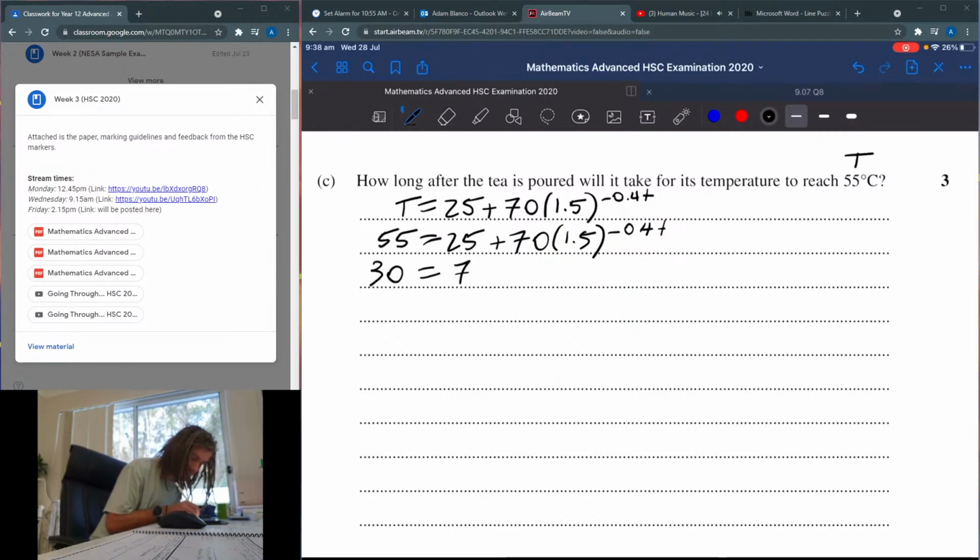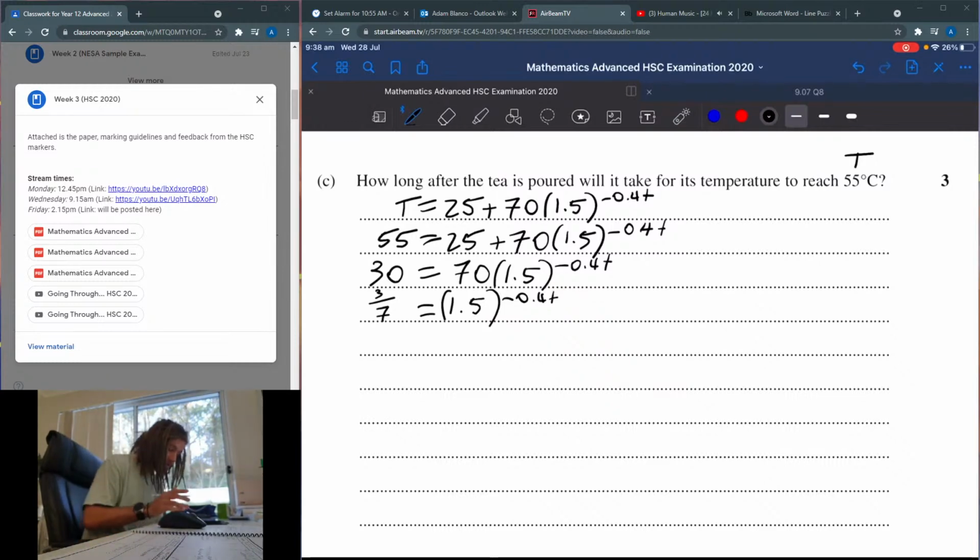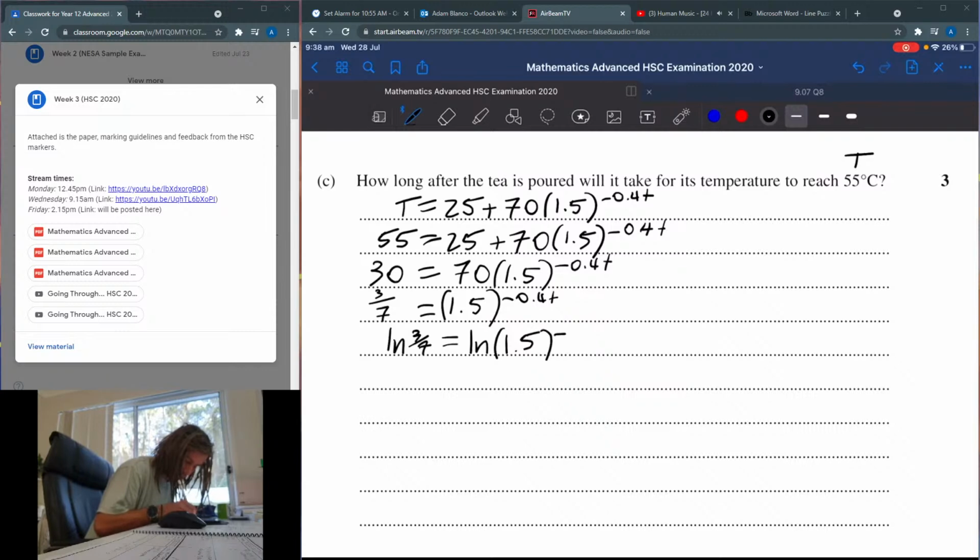So 30 equals 70 times 1.5 to the power of 0.4 T. I'll divide, so 3 on 7 equals 1.5 to the power of bracket 0.4 T. Now I'm going to get this thing off the power, so I'll take the log of both sides. ln 3/7 equals ln 1.5.